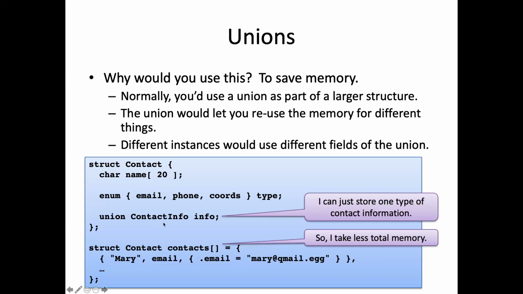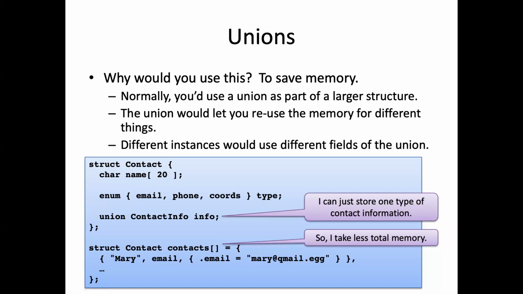I might have others where I use the phone number. So for this middle field, I'll have a field name type, and it'll only have three possible values: email, phone, or coordinates. Those aren't the fields of the union. Those are just my names for the three values that type can have. If I store the email address, I'll set type to email. If I store the phone number, I'll set it to phone, and so on. And that's what I'm doing down at the bottom.